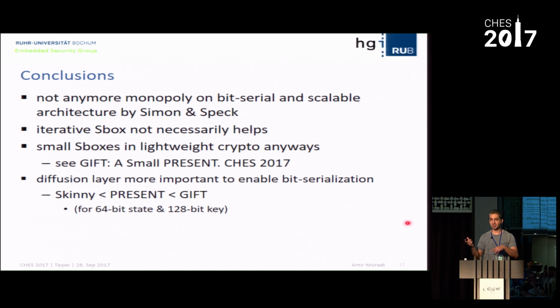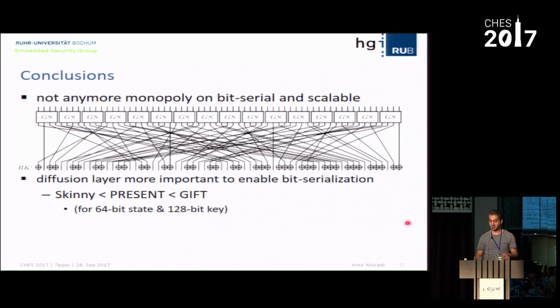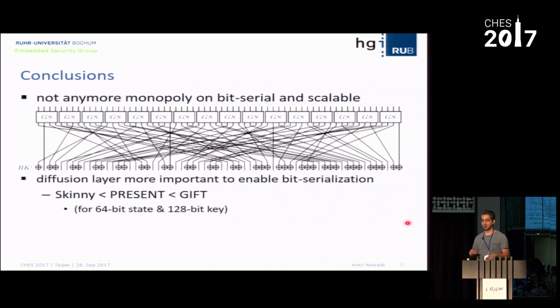The GIFT authors have also implemented bit serialized architecture based on our concept. And you see that SKINNY is smaller than PRESENT, and PRESENT is smaller than GIFT. One reason is coming, for the case of GIFT, from the permutation of GIFT. If you remember, I showed a permutation of PRESENT, which was systematic and helped us to have a 2-level permutation. But here for GIFT, you don't see that structure, which makes it more difficult to implement bit serially.